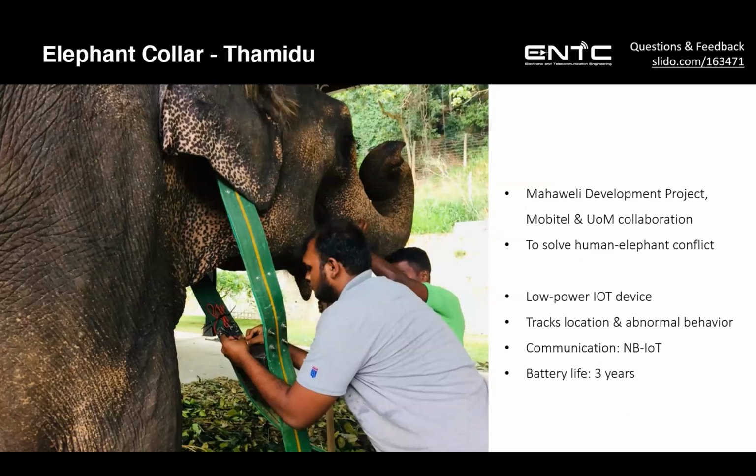So this is an elephant collar project, which was done by some of our batchmates like Tamilu. This is attached to elephants. It's an IoT device, a low power device. It runs for 1 or 2 years, and it tracks the positions of the elephants. So we can minimize human-elephant conflict. We can prevent them coming into the villages, and we can prevent the crops being destroyed and everything. So battery life is 3 years.